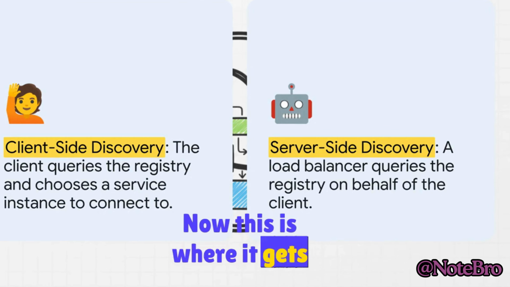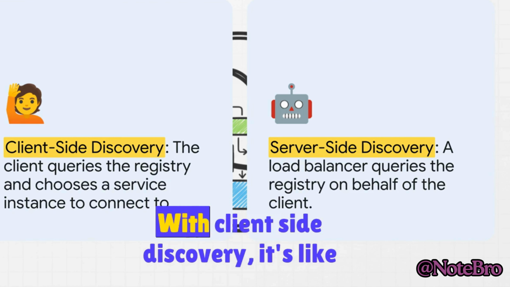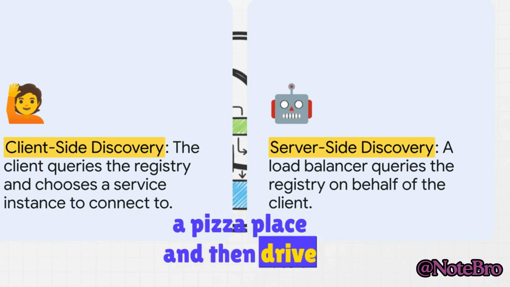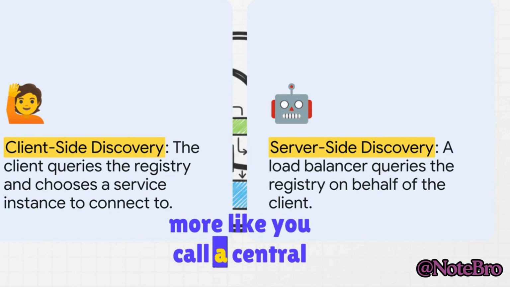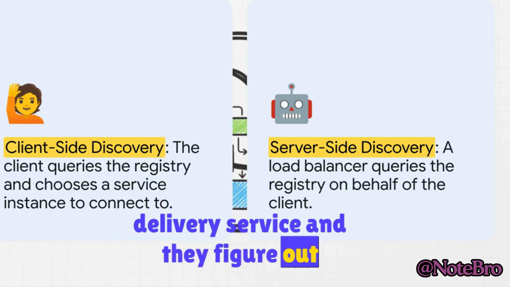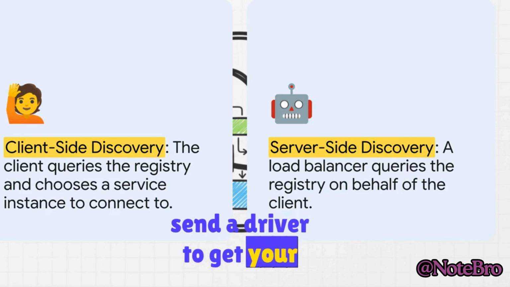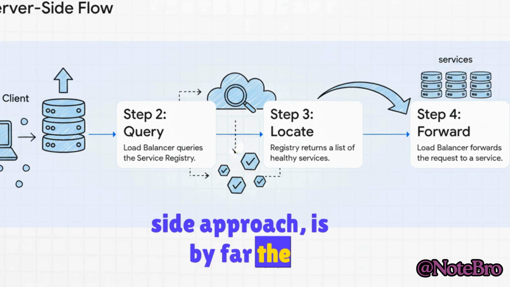Now this is where it gets pretty cool, because there are two main ways this directory can be used. With client-side discovery, it's like you look up the address for a pizza place and then drive there yourself. But with server-side discovery, it's more like you call a central delivery service and they figure out which pizza place is open and closest to you, and then they send a driver to get your food. And that second one, the server-side approach, is by far the most common.